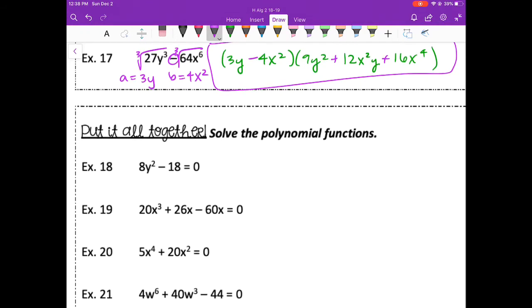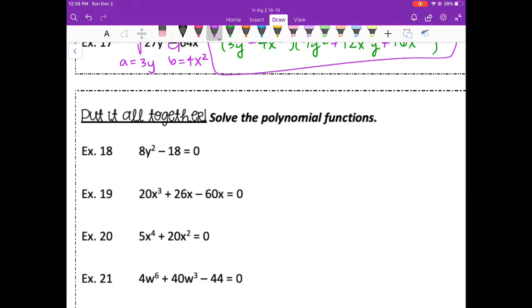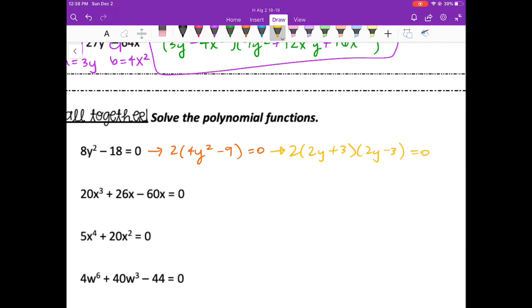Alrighty, so as we put it all together, we are going to use factoring to solve, or sometimes I'll even say solve by factoring. So in example 18, I first want to start by looking for a GCF, and sure enough, I've got one. So I take a 2 out of everything. I'm left with 4y squared minus 9 equals 0. Well, sure enough, that's going to follow the difference of squares pattern. So as I continue to factor, I've got 2 times 2y plus 3, 2y minus 3 equals 0.